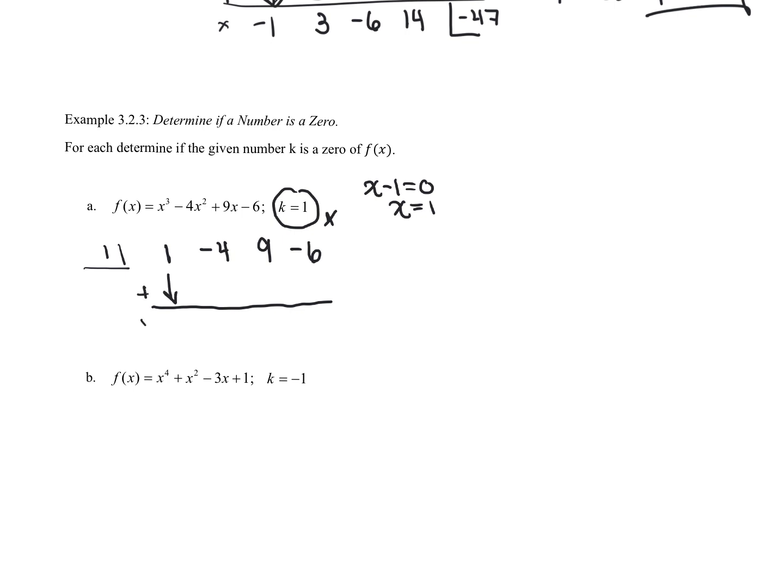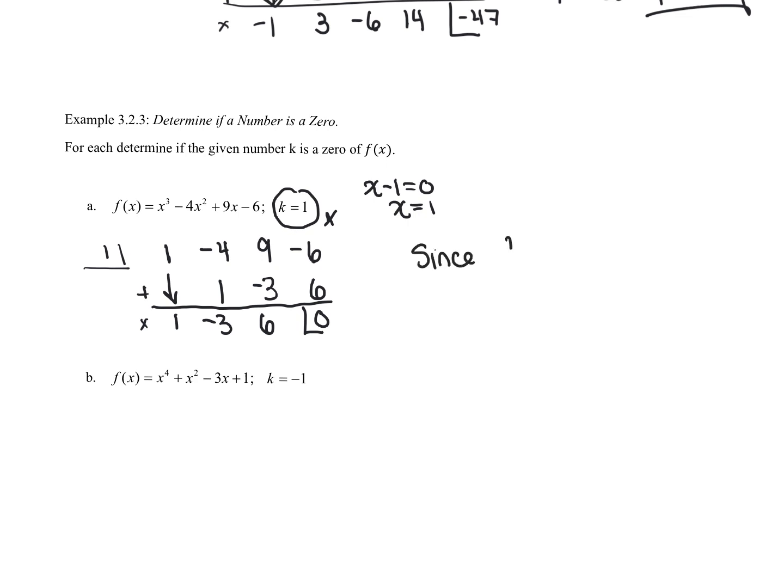Above the line you add, below the line you multiply, drop down the 1. 1 times 1 is 1. Negative 4 plus 1 is negative 3. 1 times negative 3 is negative 3. 9 plus negative 3 is 6. 1 times 6 is 6. Negative 6 plus 6 is 0. My remainder is 0. That's super important.